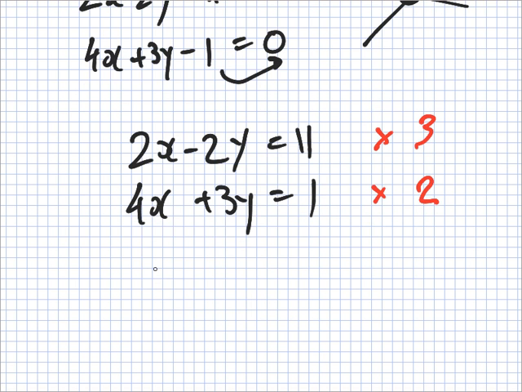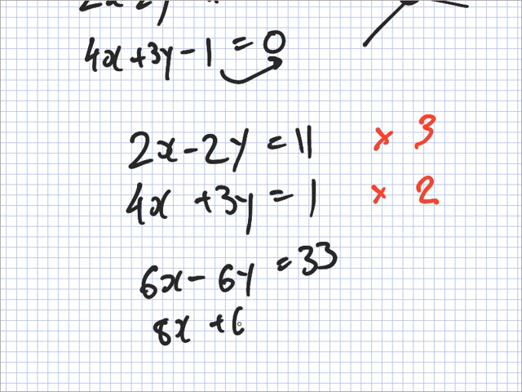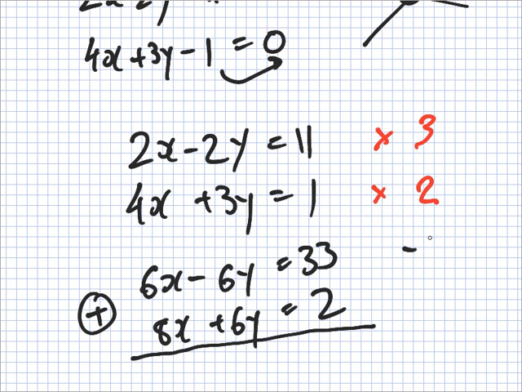So I get 6x minus 6y equals 33. 8x plus 6y equals 2. And should I add them or subtract them? No. I should actually add them because these signs are opposite. If I add them together, they'll cancel. If I do minus 6 plus 6, then they'll cancel. You subtract them if they're the same, like if it was 6 and 6. Okay, so let's add them.